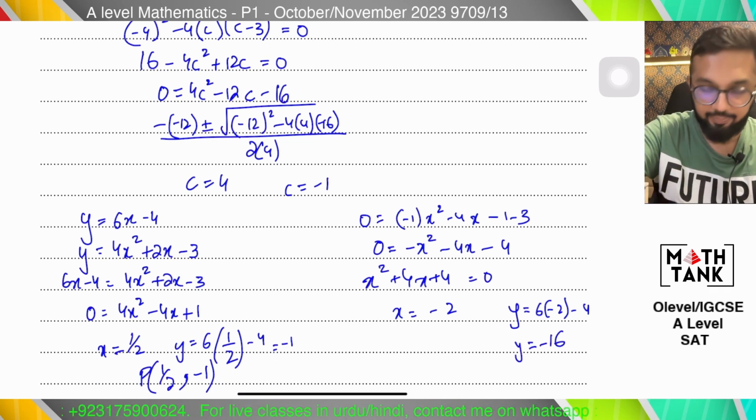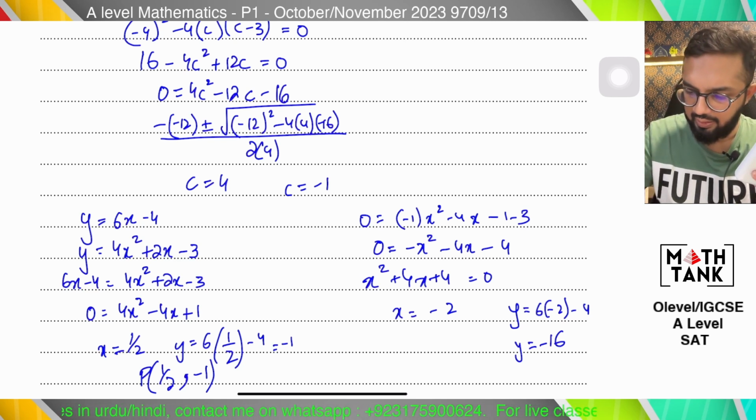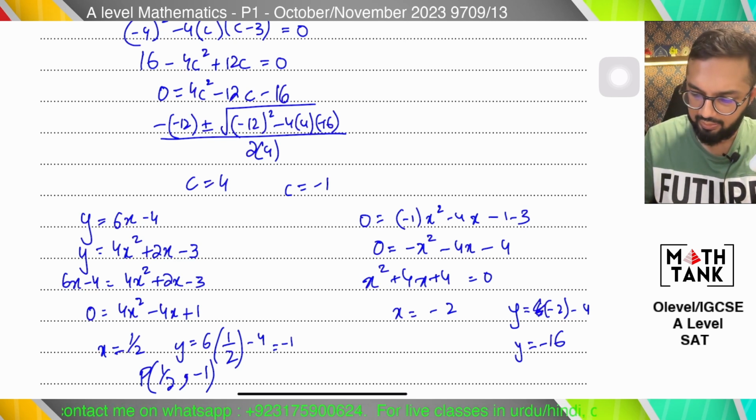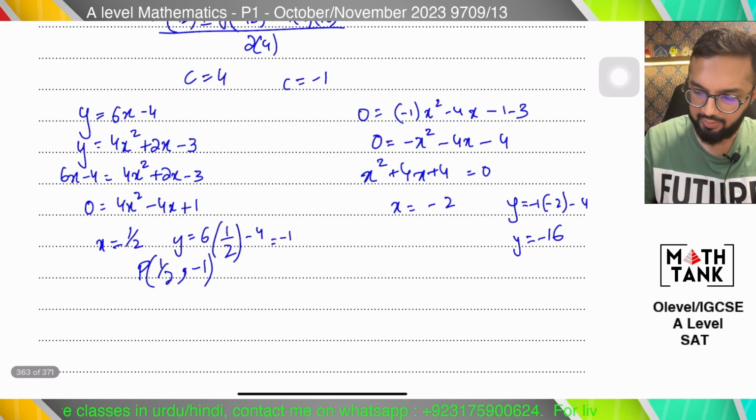Minus 16. I don't know if I'm getting the correct answer. Oh, that shouldn't be 6. That should be minus something. 6x minus.